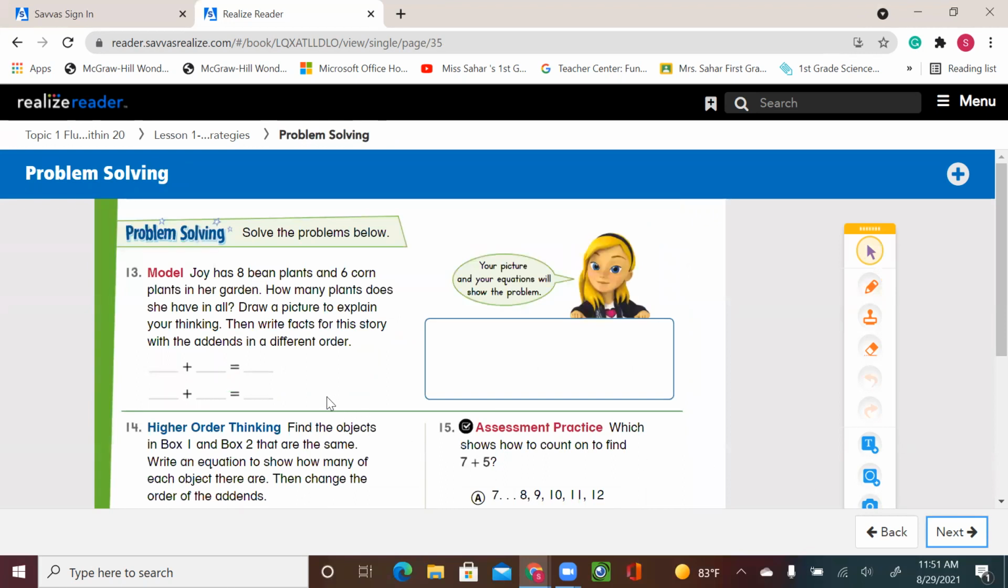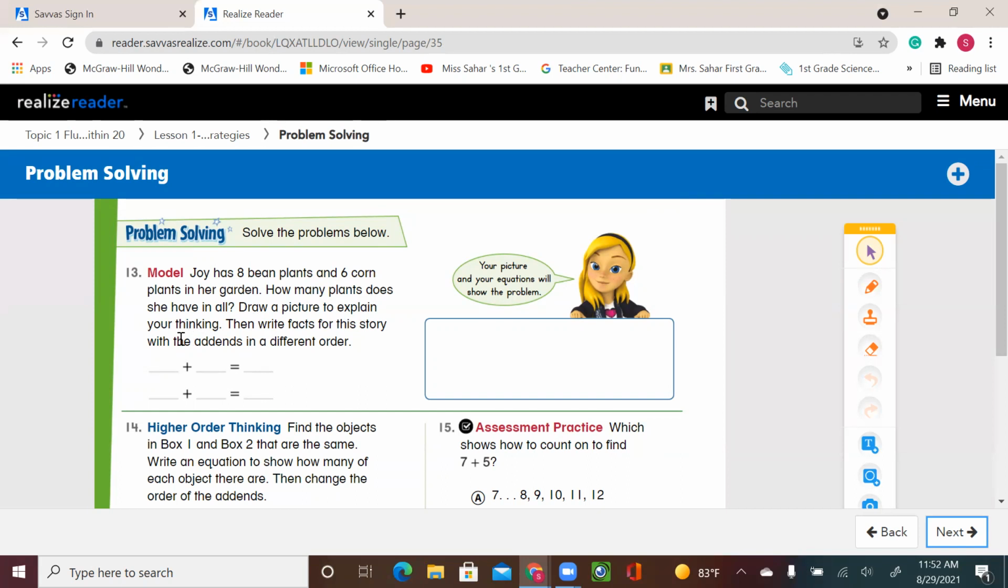Problem solving. It's the same, but here we have a sentence. So we need to read and we need to answer the question. Number 13. Joy has 8 bean plants and 6 corn plants in her garden. So she has 8 and 6. These are my 2 addends. I know the first one is 8, the second one is 6. How many plants does she have in all? So I need to add to get the sum for these 2 addends.